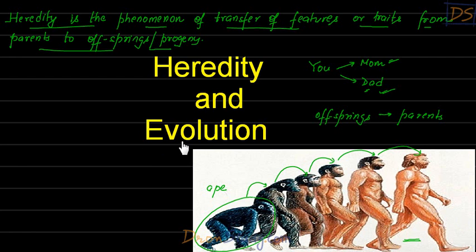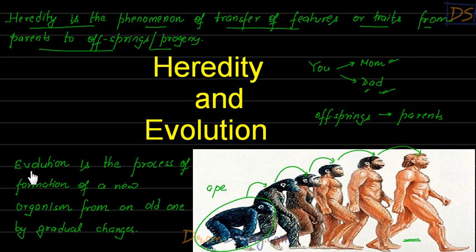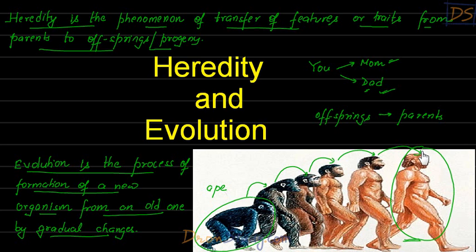We can define evolution students. Evolution is the process of formation of a new organism from an old one by gradual changes, as you can see here. So a new organism has been formed today from this old organism by gradual changes over a period of time.